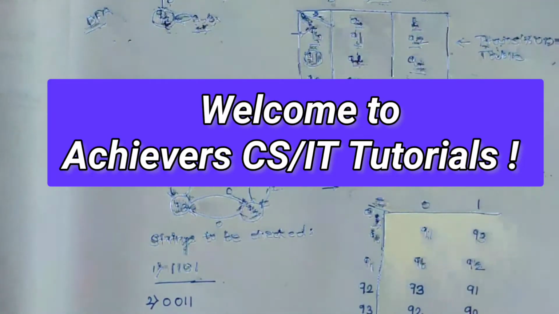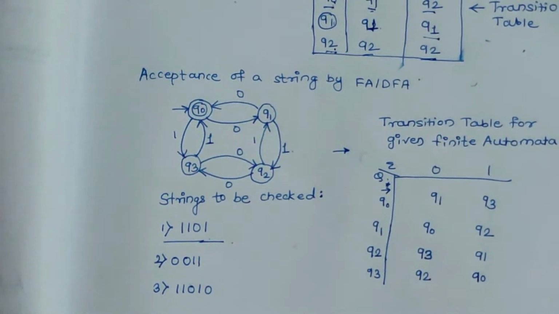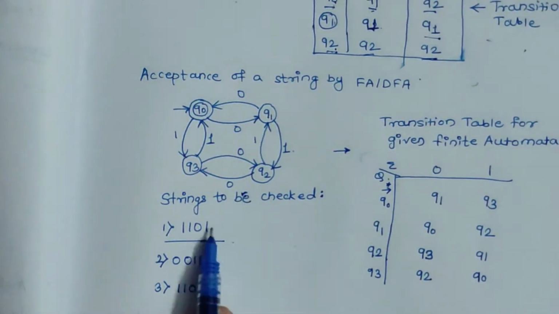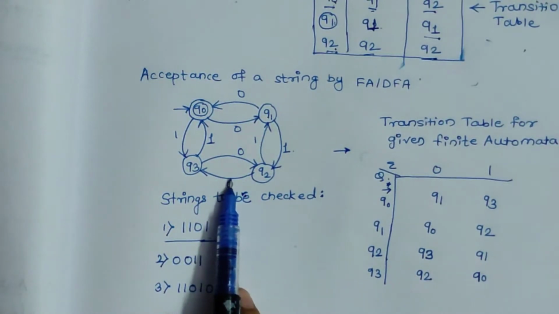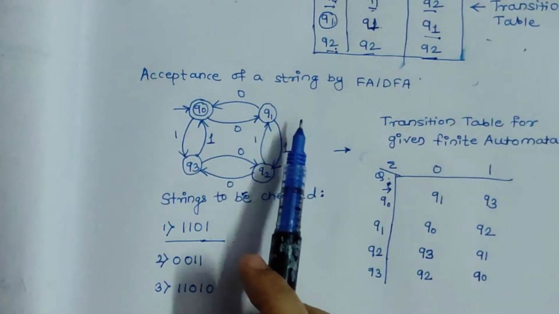We discuss acceptance of a string by an FA or DFA. That is, if you are provided with a DFA or finite automata and it is asked whether a given string will be acceptable by the DFA or not, how do we solve that problem? That we have to discuss here.